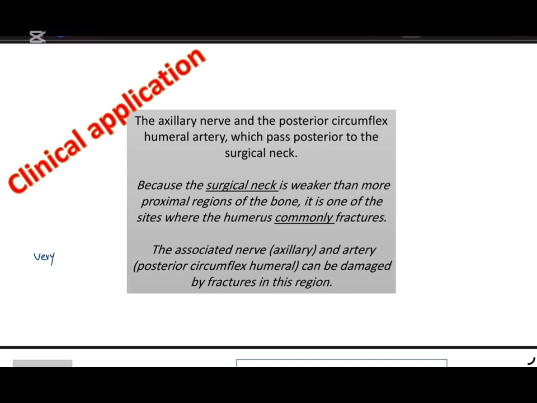So if any fracture happens, what should I check? The axillary nerve, if it's still functioning well. Okay?